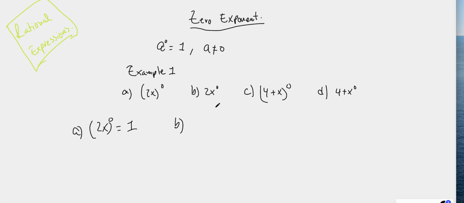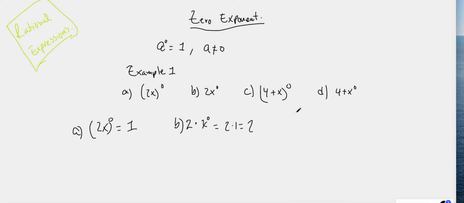On the other hand, for letter B, we have 2 times x to the power of 0. Now, notice here that the only thing that is being raised to the power of 0 is that x. The 2 is not being raised to the power of 0, but x is. So this is 2 times x to the power of 0. Well, what will be any number raised to the power of 0? That is just 1. So this is 2 times 1, and that's equal to 2.